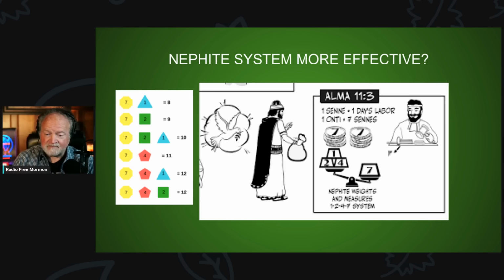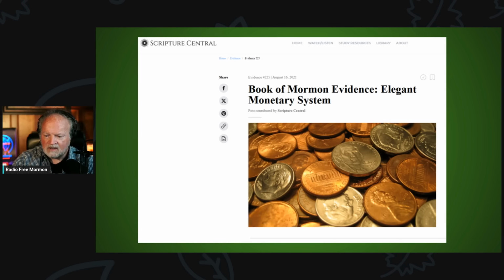It would be interesting, and that argument is certainly made. And here's a few places where they make the argument. Scripture Central is one of the places. Now, every time this argument is made, they're going to monkey with the evidence. They're not going to be straight with you. They're not going to play fair. And I've got a couple of examples. Unfortunately, one of these is at Scripture Central, where it has an article titled Book of Mormon Evidence, Elegant Monetary System. Yes, it's absolutely elegant.